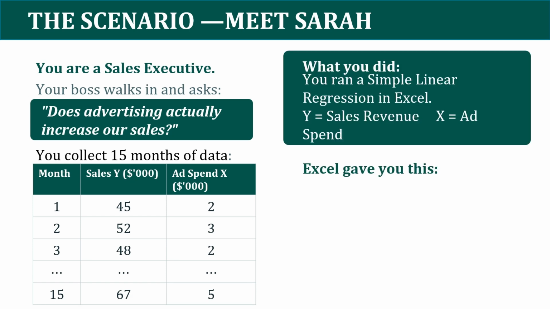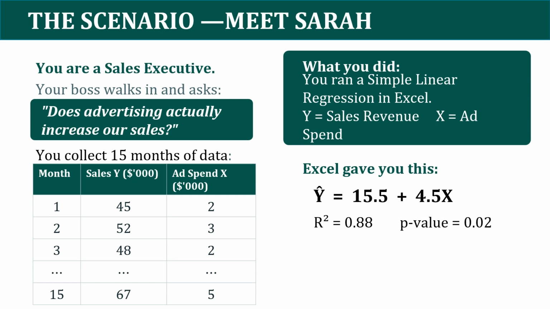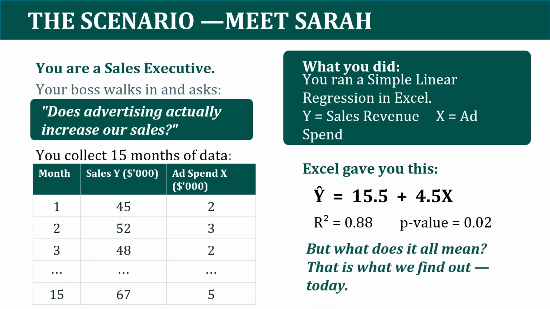Y hat equals 15.5 plus 4.5 times x. R squared 0.88, p-value 0.02. A wall of numbers staring back at her. What does any of it actually mean? Let's crack it open. Run a regression in Excel and you get three sections.